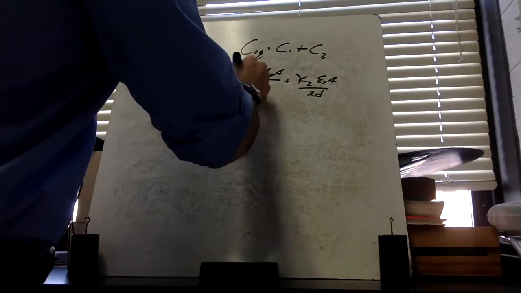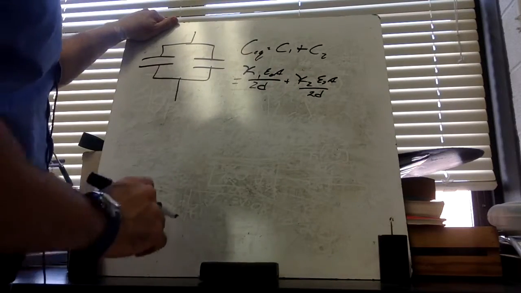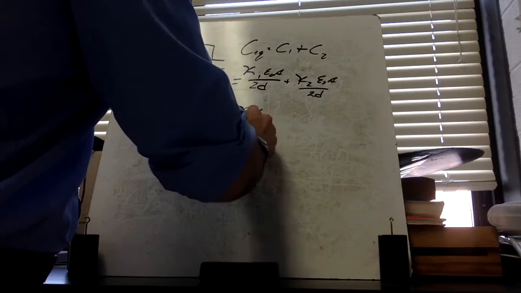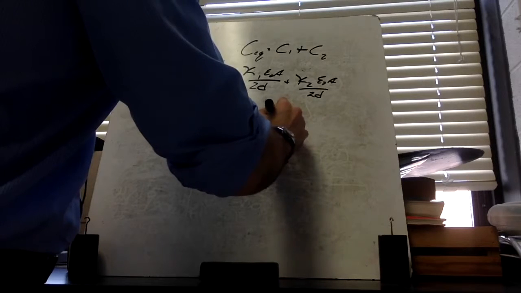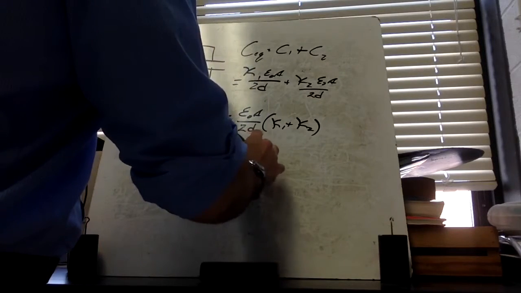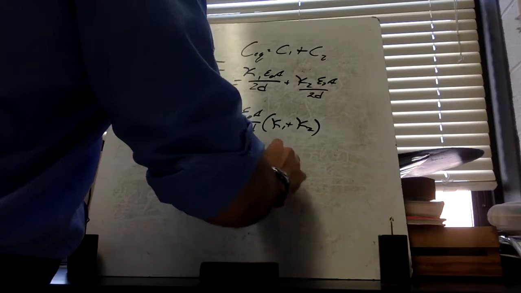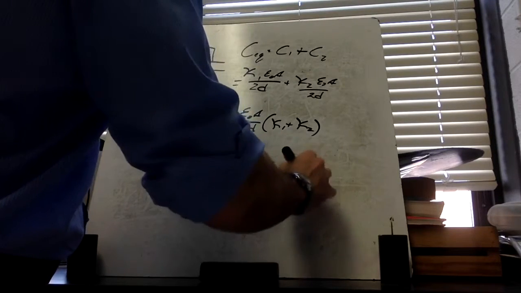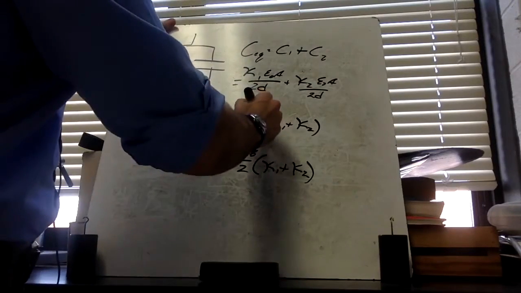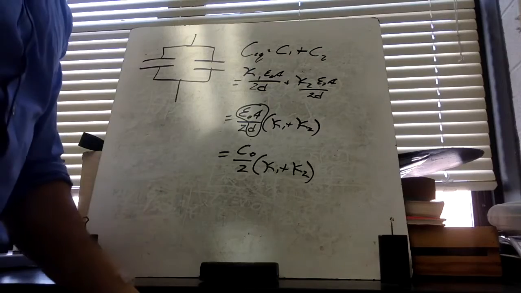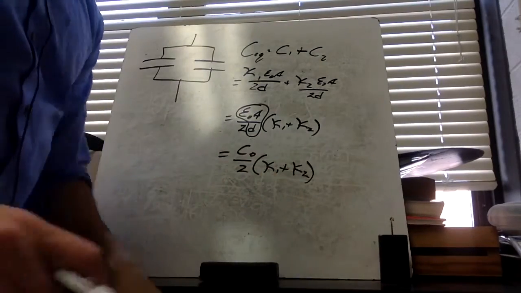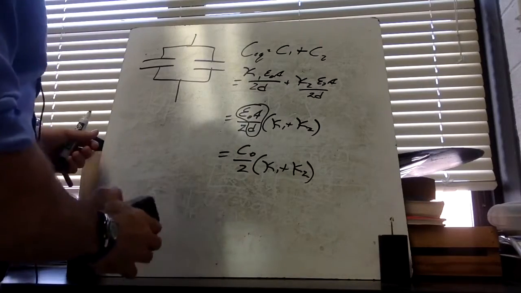So when we simplify this, it really just ends up becoming epsilon naught A over 2d times kappa 1 plus kappa 2. So this is going to be C0 over 2 times kappa 1 plus kappa 2, because this is C0. Okay, and then example 8.